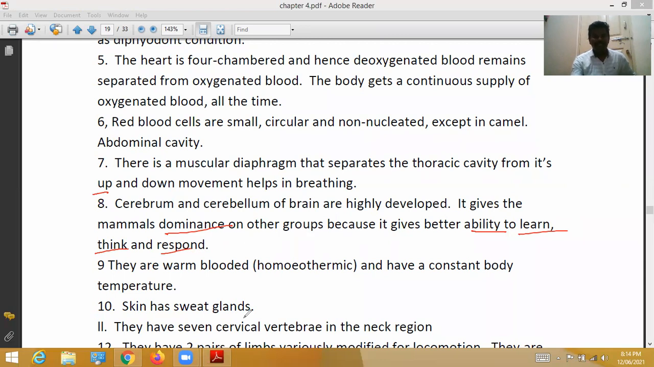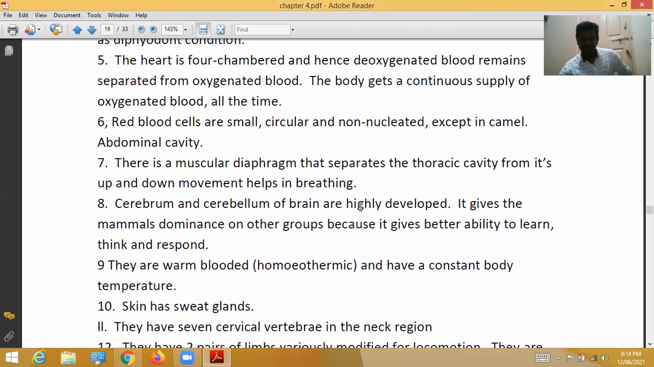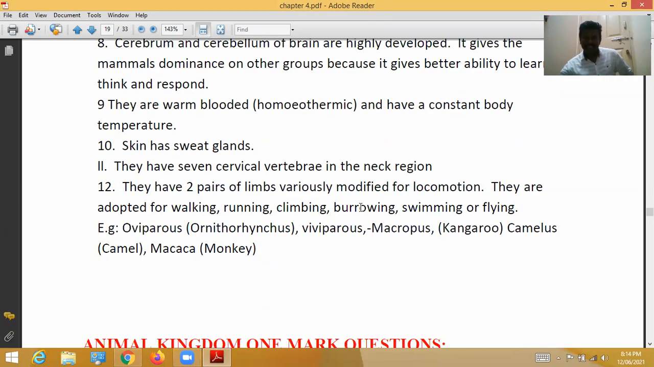Mammals have thinking capacity. They are warm-blooded animals, homeothermic, and have a constant body temperature. Though environmental changes take place, our body temperature is always constant. In mammals, body temperature is always constant, including human beings. The skin has a number of sweat glands.